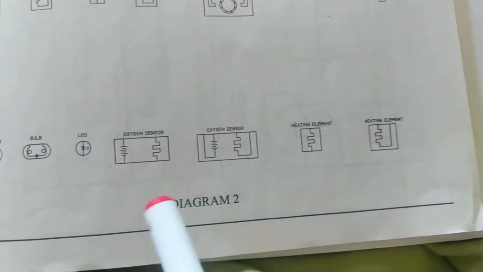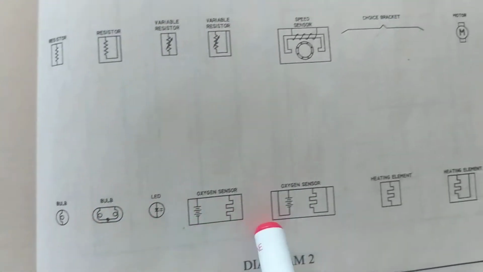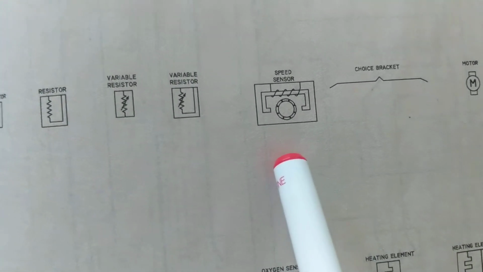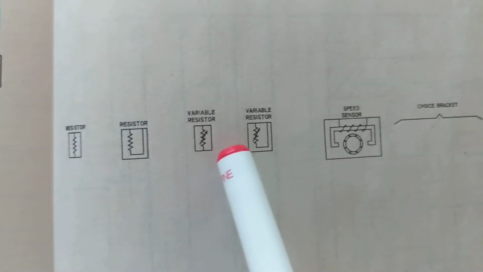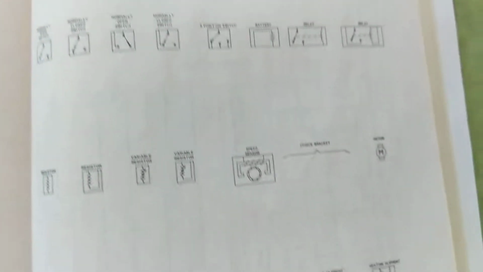So a heater, like we just talked about, an oxygen sensor, 2 filaments in a bulb sometimes. Bulbs, you have to have bulbs in lighting systems, right? Speed sensors on the tires, right? Resistors, sometimes you have variable resistors. So take a look at these.